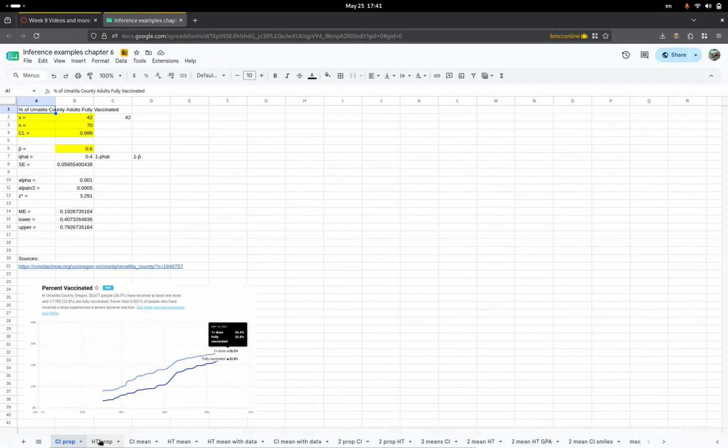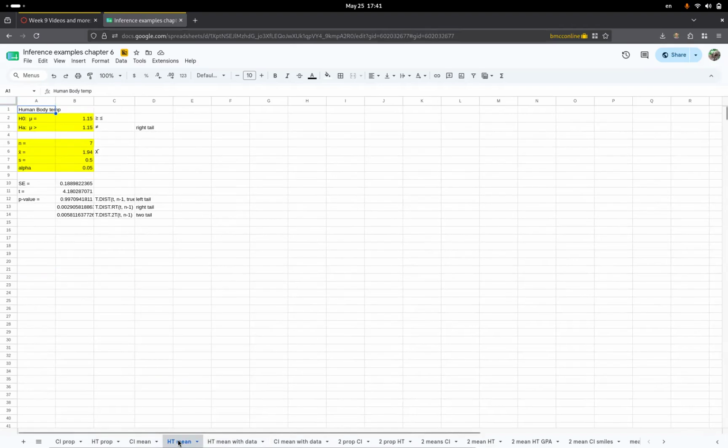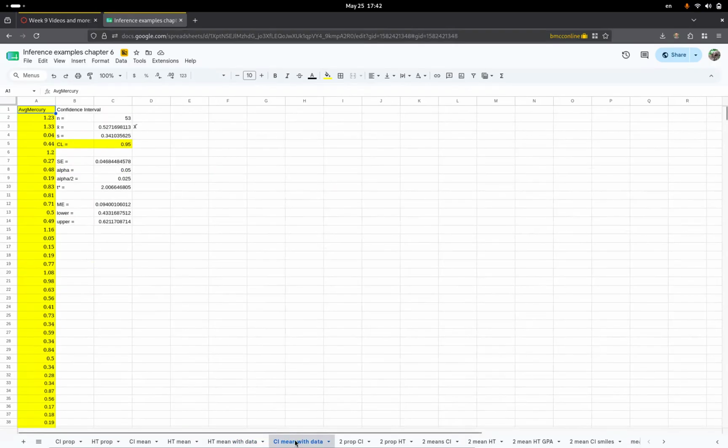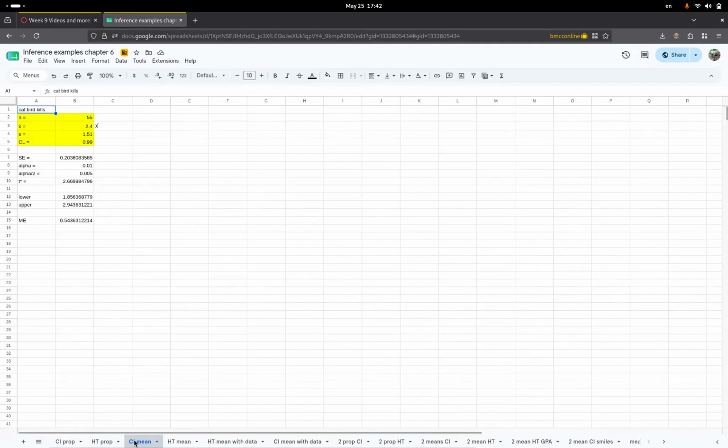Confidence interval for proportion, hypothesis test for proportion, confidence interval for a mean, hypothesis test for a mean, hypothesis test for a mean with the data as opposed to just having the summary statistics. So sometimes you might just be given the sample size, the mean, and the standard deviation, and you have to do a hypothesis test. Other times you're given the data, and then you have to calculate those values and do a hypothesis test. And same thing for a confidence interval. You can either do that with the whole data set or with just a summary of the data set with the formulas related to the central limit theorem that we introduced back in chapter 5.